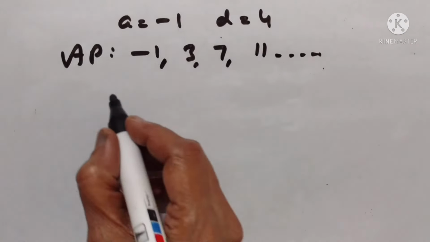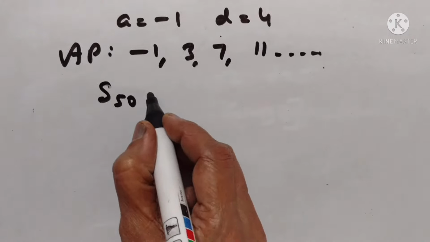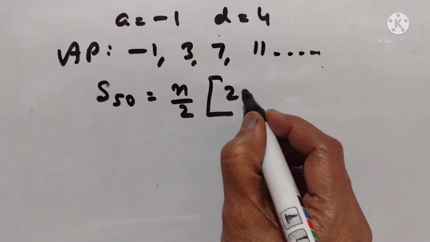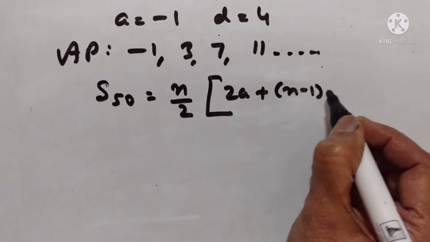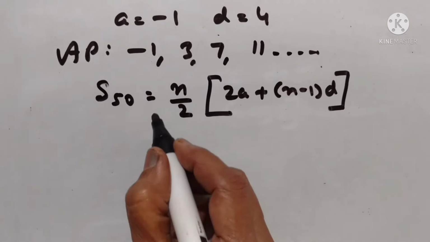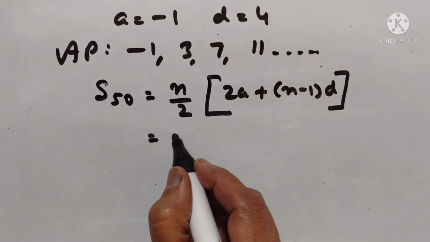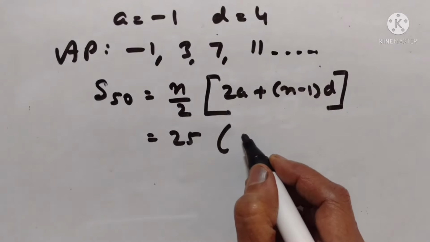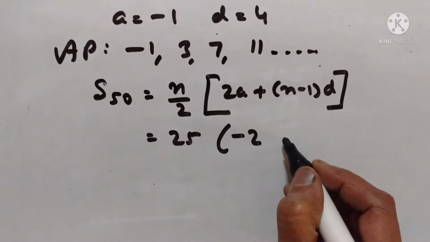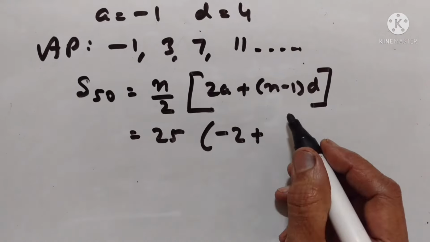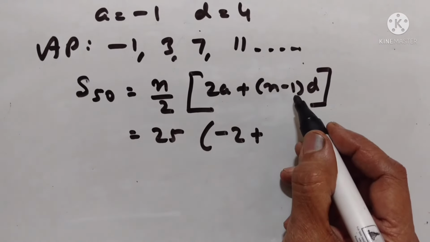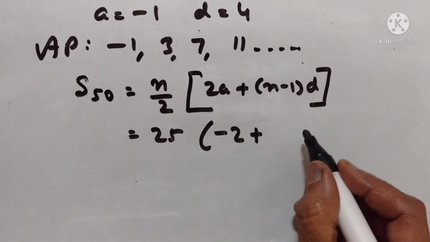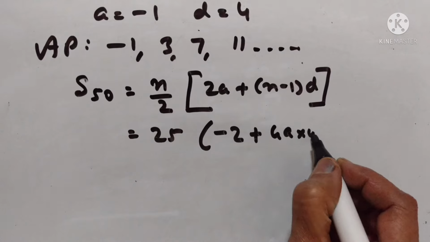Next we have to find the sum of first 50 terms, which is equal to n upon 2 into 2a plus n minus 1 d. N is equal to 50. 50 upon 2 is equal to 25. 2 into a is 2 into minus 1, which is minus 2. Plus n minus 1 is 50 minus 1, 49, into d is 4. 49 into 4.